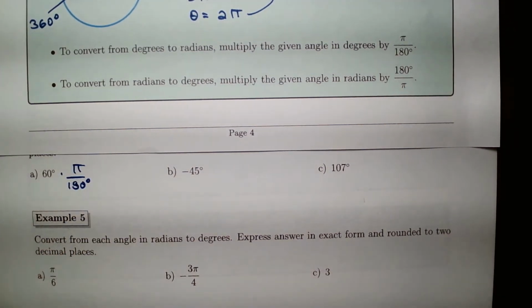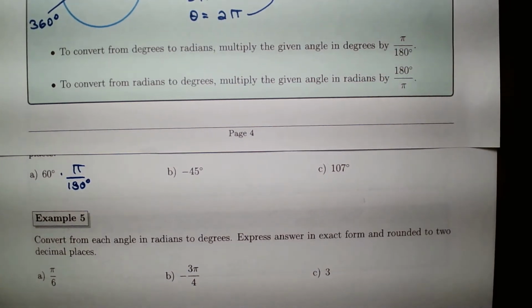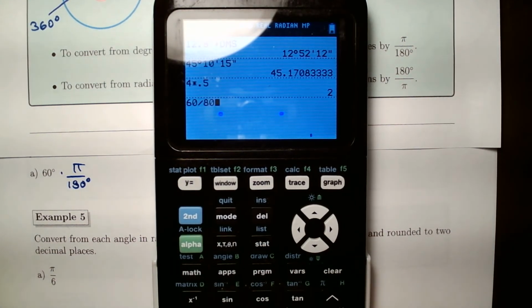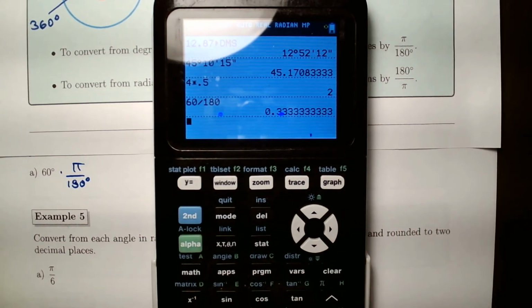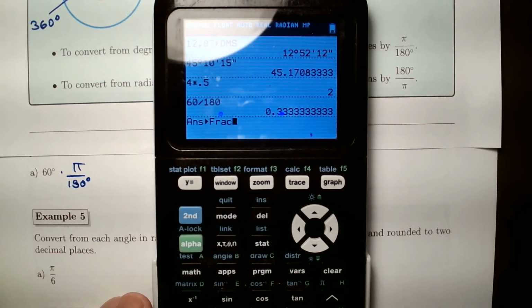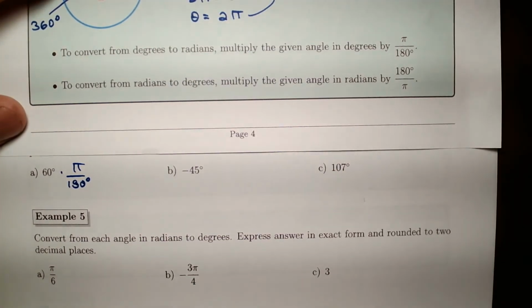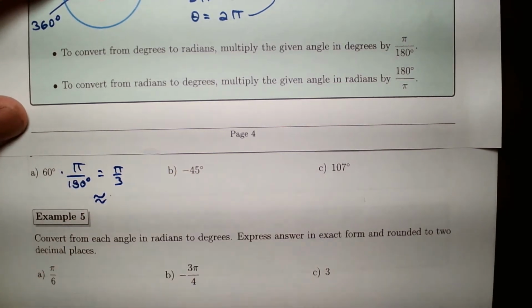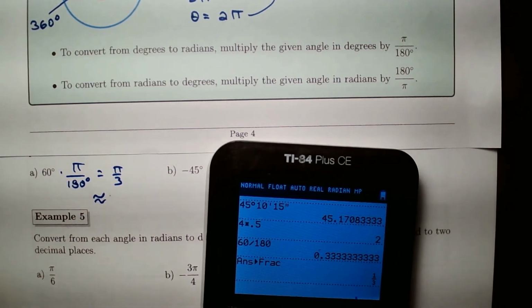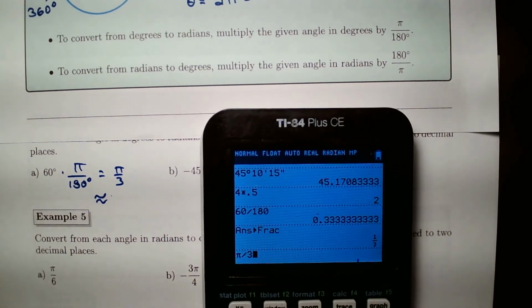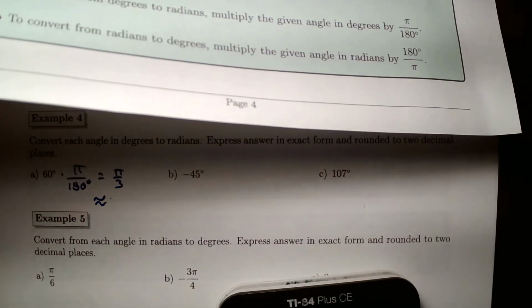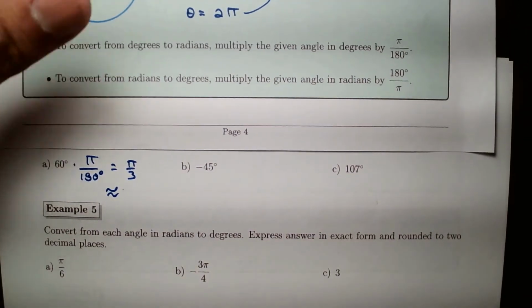Okay, so this is what I'm going to do first, because we want both the exact and decimal version. When I multiply 60 over 180, that's 0.33. Let's change to a fraction. That's 1/3. That's basically pi over 3. And approximately, this is pi over 3, that's 1.47. How many decimal places? Two decimal places. 1.05.